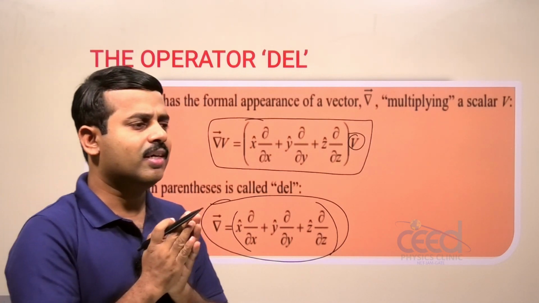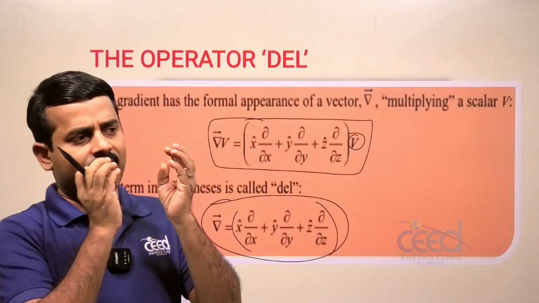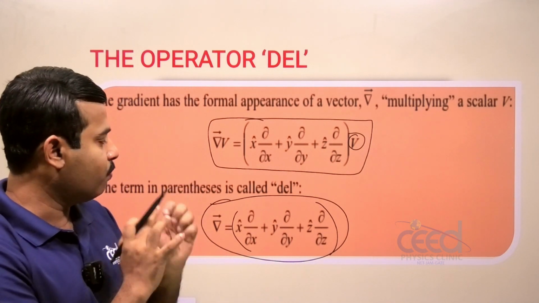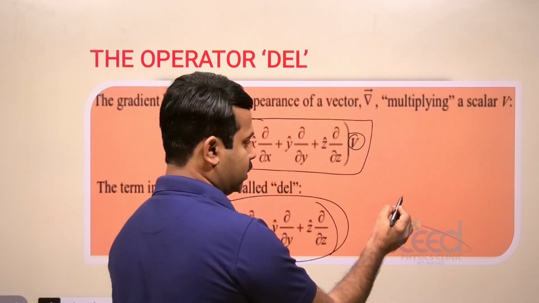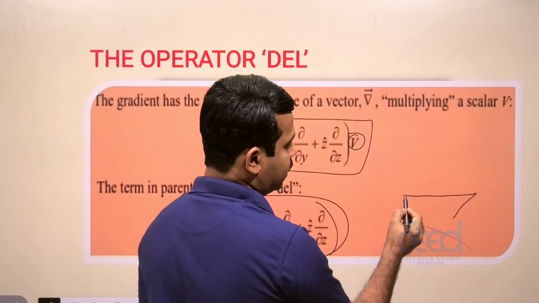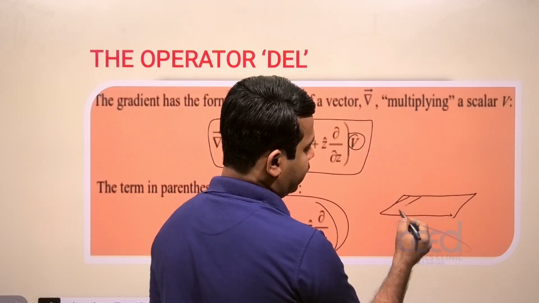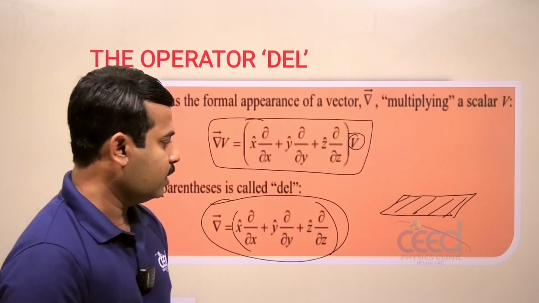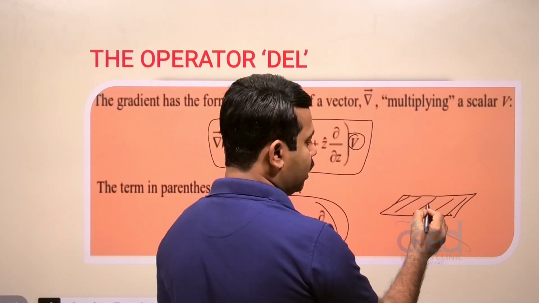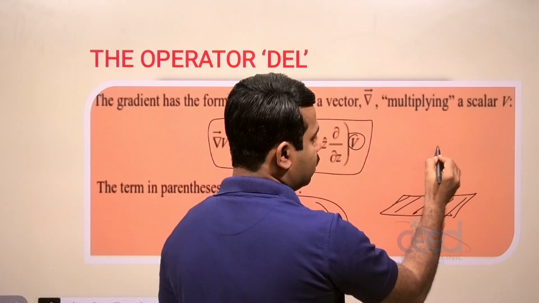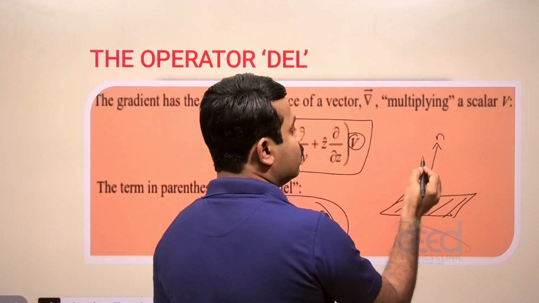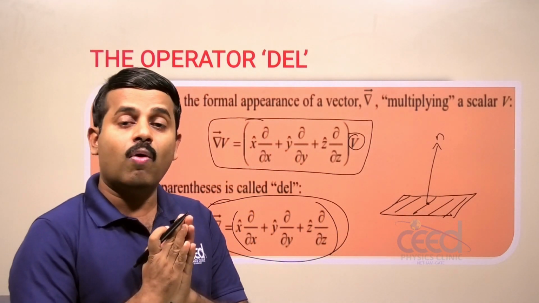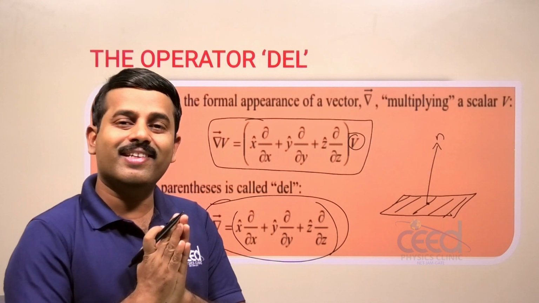Now what is the importance of the gradient? See, suppose you have a surface. Then what is the normal to this surface? This normal vector is along the gradient direction.